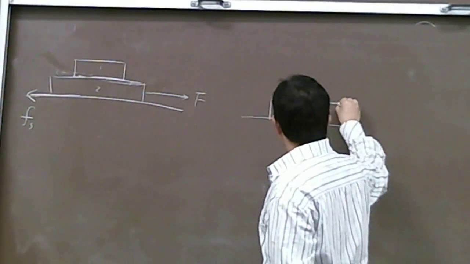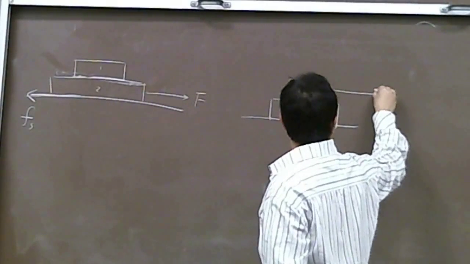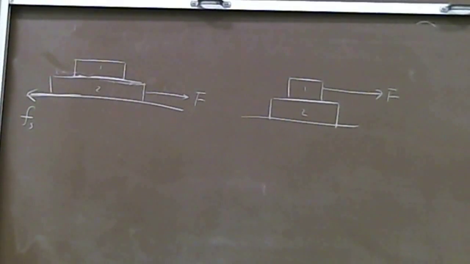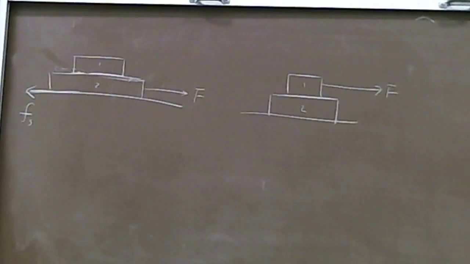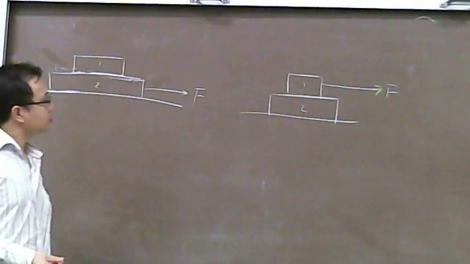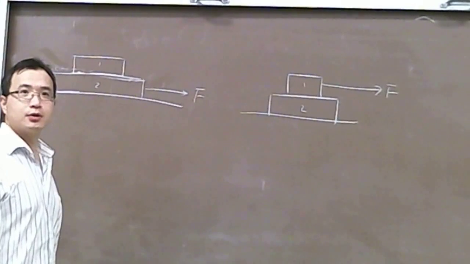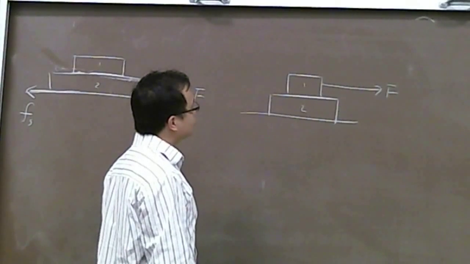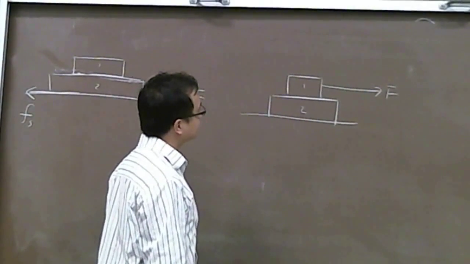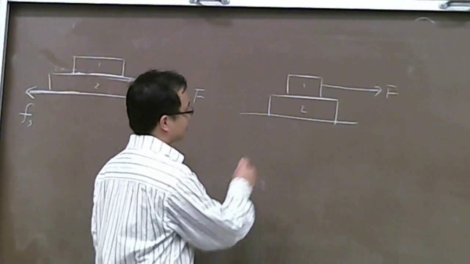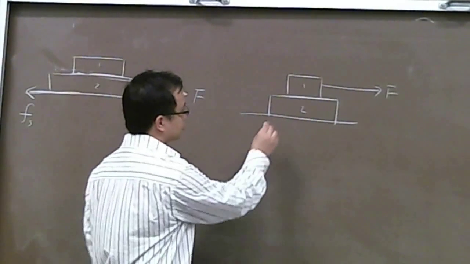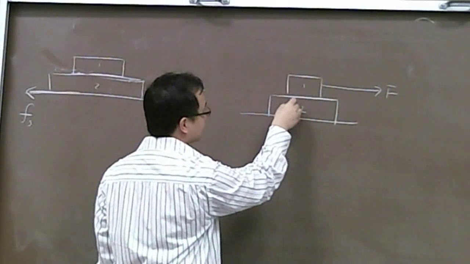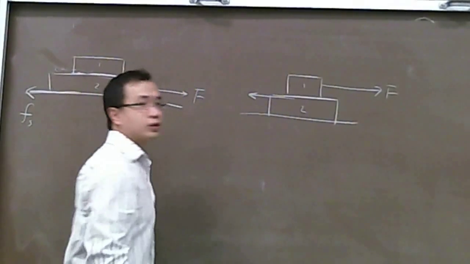Now, if I'm pulling the upper block with some force F1, how many frictional forces do I have in this case? Okay, let's do it one by one. Tell me any you can identify so far. Static friction force between 1 and 2. Static frictional force between 1 and 2 acts on which object? Acts on object 2. In which direction? Opposite to the motion. Which surface?